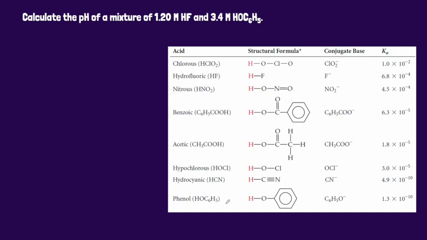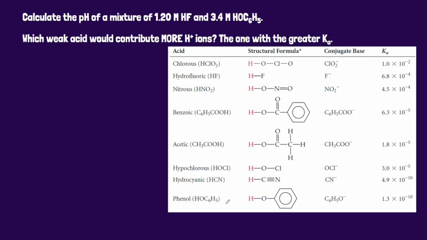So let's look at something that is a little tricky. Not tricky, but yeah, I would still call it tricky. What if you were to calculate the pH of a solution that had two weak acids? What is this asking you? It's asking who would be contributing more hydrogen ions to the solution, because that is what would lower the pH. Am I correct? Obviously, the one with the greater Ka.